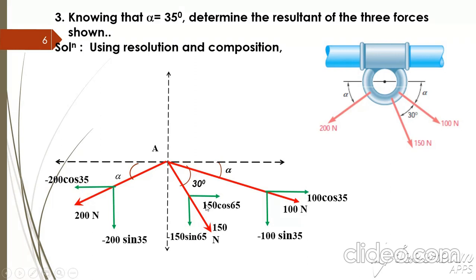Therefore resolving this 150 Newton force into the x component, 150 into cos of the total angle, 65 degrees, and here the y component, 150 sin of 65. Again the x component is in the positive x direction, so positive, and the y component is opposite to positive y, so negative. So after resolving all the inclined forces into horizontal and vertical forces, we then take the summations.